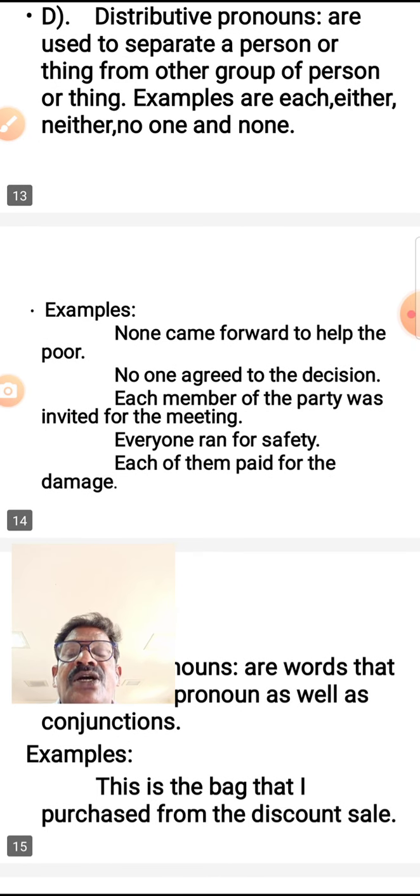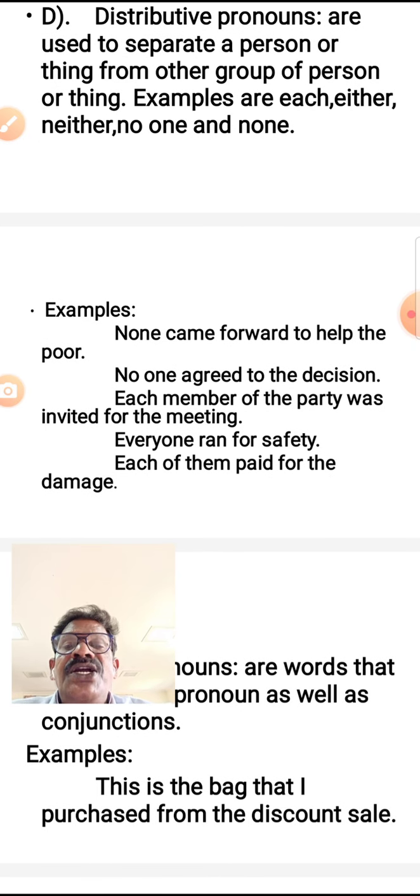Then next, let us come to the second example. No one agreed to the decision. Third one: each member of the party was invited for the meeting. And now let us go for the next one. Everyone ran for safety. And the last one is: each of them paid for the damage.